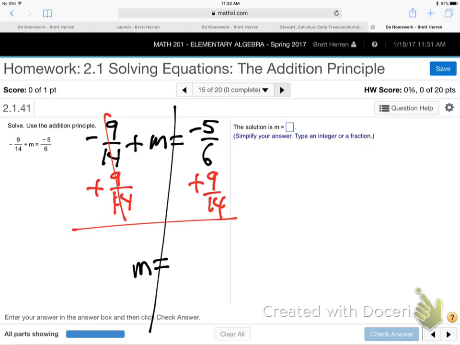Now, you can be real tricky, or you can just say, look, I'm going to multiply by the opposite, right? Multiply the 6 by 14 and the 14 by 6 that way.